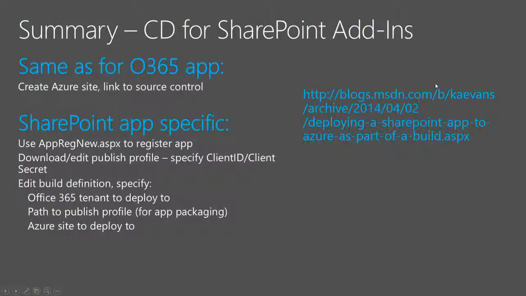All right, so just a summary there. Basically, much of it is very much the same. We need an Azure web app, an Azure site to host the app. We need that link to source control. We've got some specific things to do for SharePoint add-ins. So we need to register the app with AppRegNew. We need to do this fiddling with the publish profile in Azure. And that's the URL, by the way, that has the detailed steps for that. That's the post from Kirk Evans that you might have come across. And what you can do is specify a SharePoint site to deploy the app package to, and it's going to take care of all the details. It's going to take care of deploying the app package and deploying the app files itself.